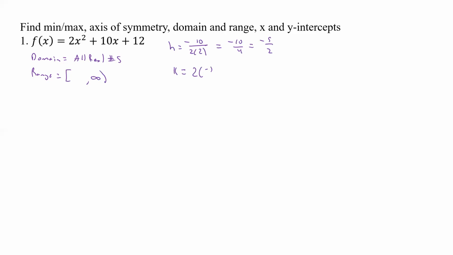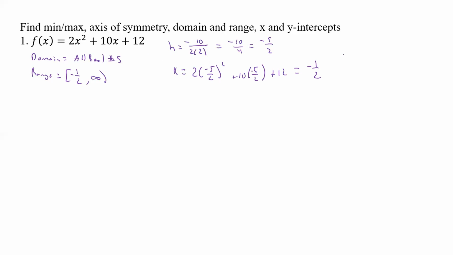So that's going to be 2 times negative 5 halves squared plus 10 times negative 5 halves, plus 12. And if we plug that into our calculator, 2 times negative 5 divided by 2 squared, and then plus 10 times negative 5 divided by 2 plus 12, we get negative 1/2. All right, so that's equal to negative 1/2. That's our k, that goes in here. And so that's going to be our range. So we've got the domain and range already done. So we're good to go there.